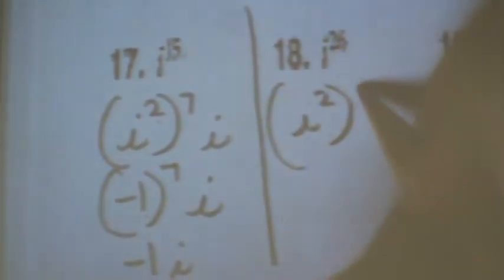Now if this power is even, 2 goes into 26 13 times with no left over, so this answer is going to be positive or negative 1. It's a negative 1 because this power is odd. So it's negative 1 multiplied an odd number of times gives you negative 1.